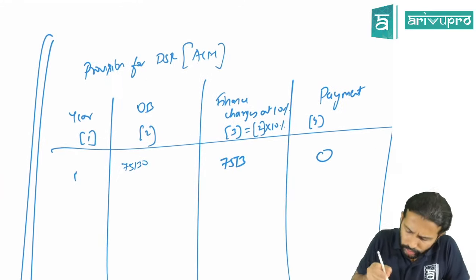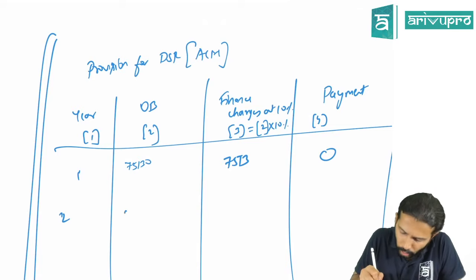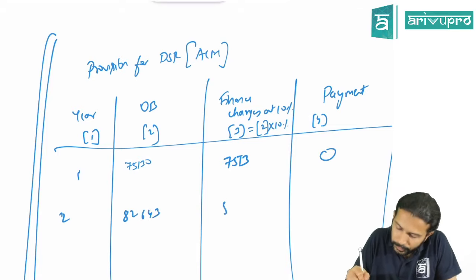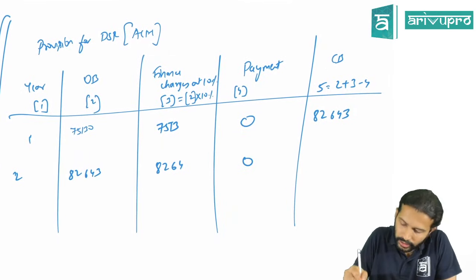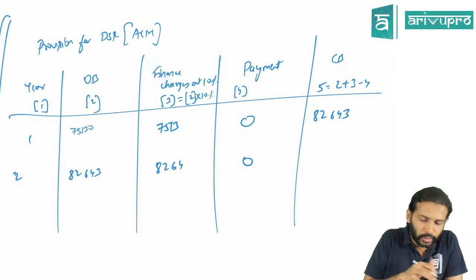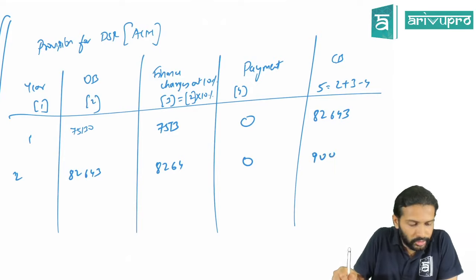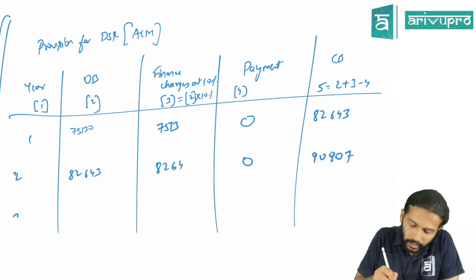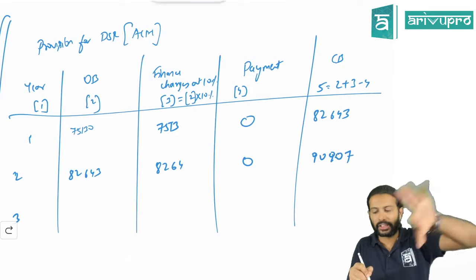Okay. So first year ka closing balance will become 2nd year ka opening balance. So this will be 82,643. Calculate 10% of that. It will be 8264. There is no payment again. 82,643 plus, if you calculate, it will be 90907. Okay. Second year it became 90907.